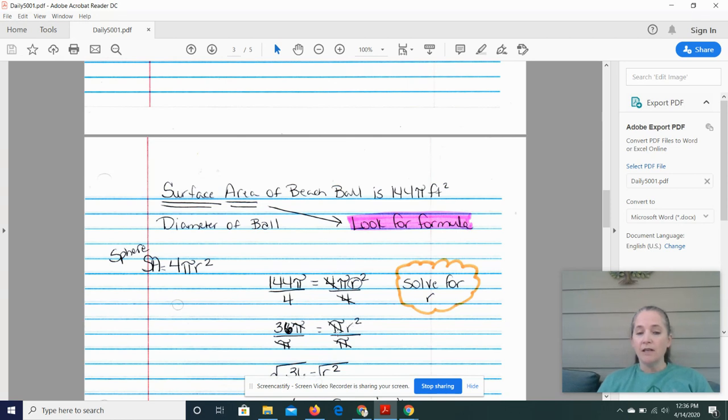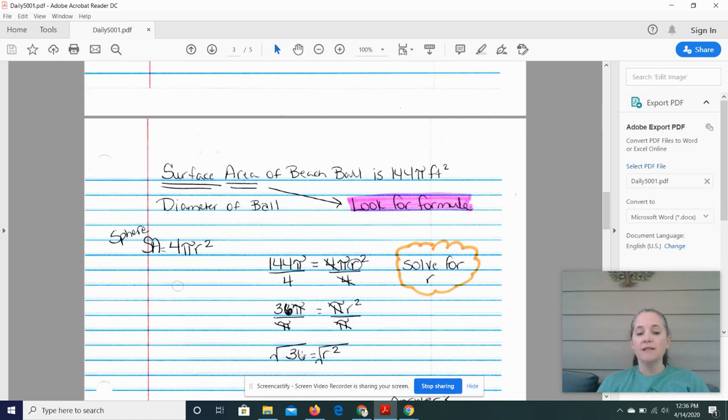The next thing you need to get rid of is this pi. Well, we can just divide both sides by pi. You can kind of think of that pi symbol as a variable. It really is a number, 3.14. So however you want to think about that, but because you're dividing pi by itself, it cancels out. Because you're dividing over here pi by itself, they cancel out. So you're just left with 36 equals r squared.